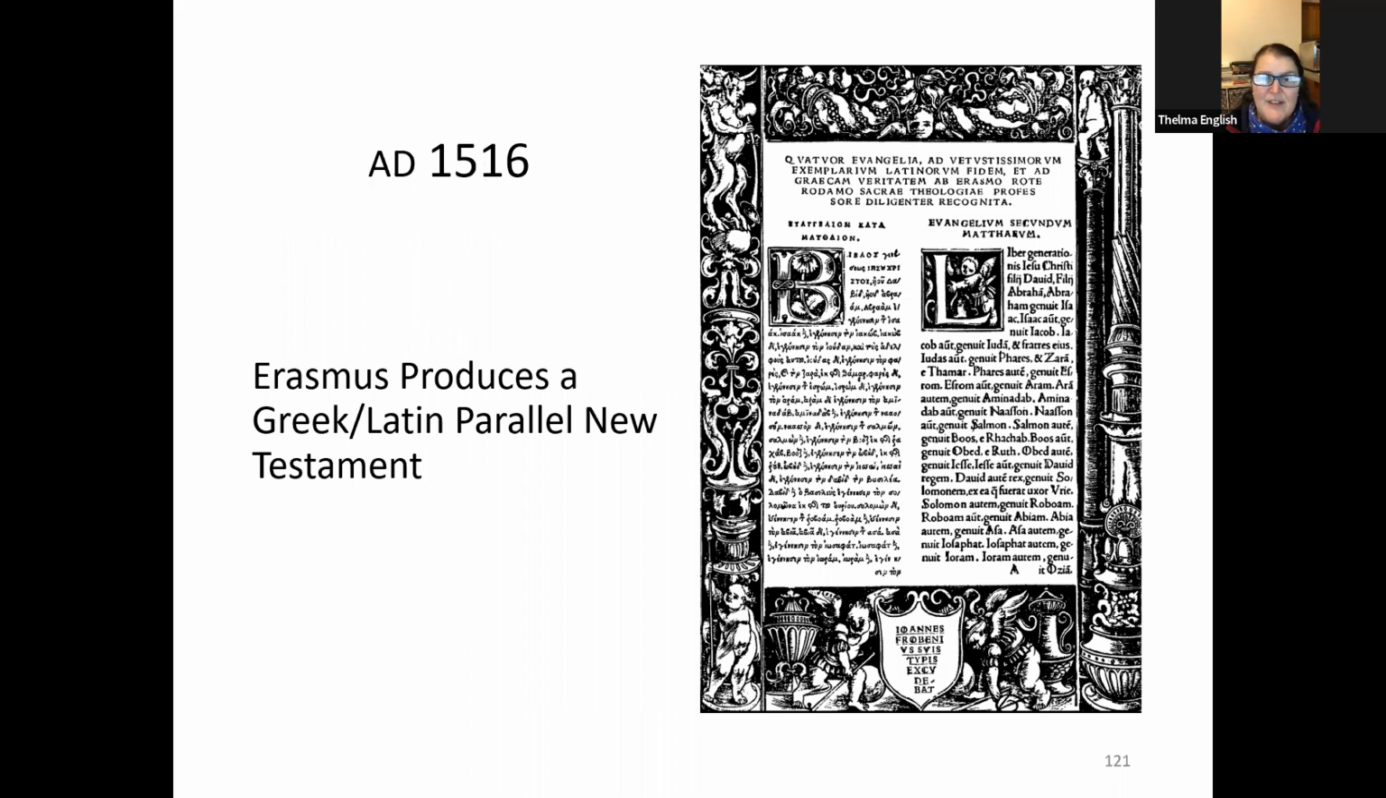AD 1516, Erasmus produces a Greek-Latin parallel New Testament. So now this is 500 years ago, and we're getting into some really high-tech stuff. A Greek-Latin parallel New Testament, so you can compare your Latin with your Greek. Some of you might have an English-Greek parallel New Testament. If they're in parallel columns, we call it a parallel New Testament. If they have the English under the Greek, then it's called an interlinear. There's another word for when they're on opposite pages, but I can't remember what it is.